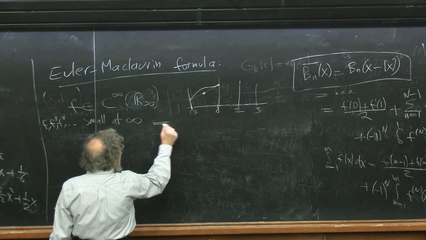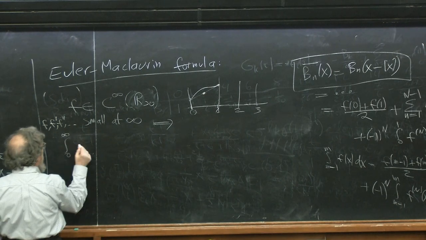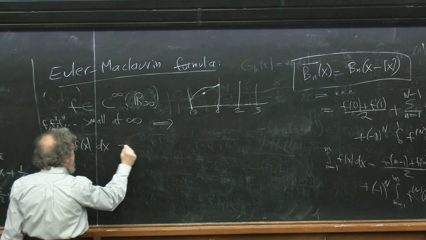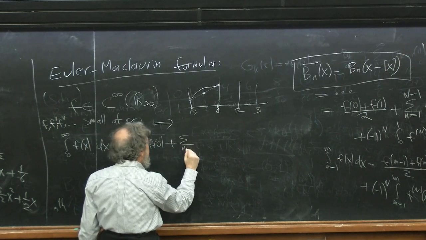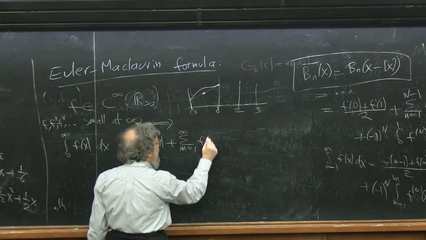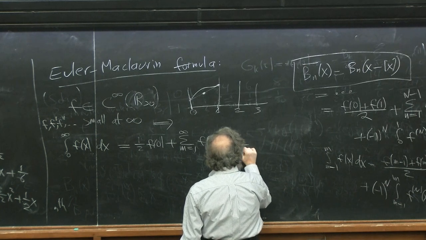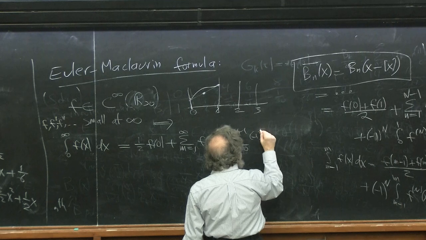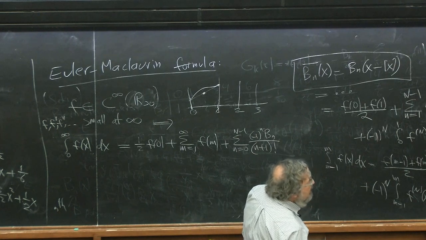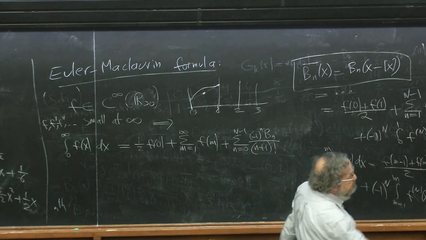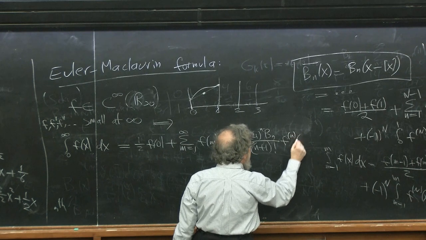Then, as a special case of the Euler-Maclaurin summation formula, I can integrate all the way to infinity. And now I get a half f of 0 plus the sum m from 1 to infinity of f of m, because this sum now goes to infinity. And then I have the sum n from 0 to N minus 1 of minus 1 to the n, b_n over (n plus 1) factorial. This time I put it in. And then the nth derivative as m goes to infinity is 0. So there's a minus sign, and it's simply f^(n) of 0.